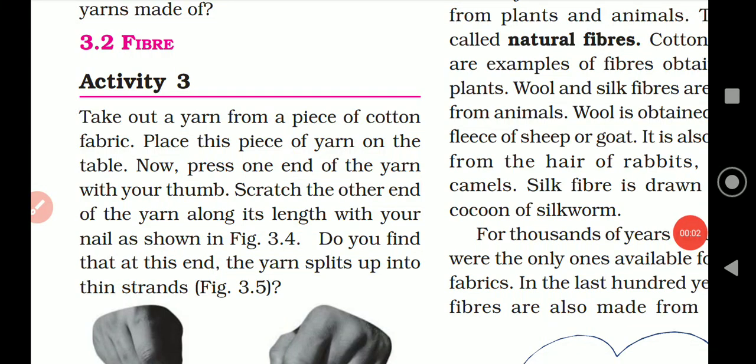Okay, let's do the other activity. You have to take out the yarn from a piece of cotton fabric and then place this piece of yarn on the table. Now press one end of the yarn with your thumb, and scratch the other end of the yarn along its length with your nails, or you can use a pin. Do you find that at this end the yarn splits up? Yeah, and it splits up into thin strands.